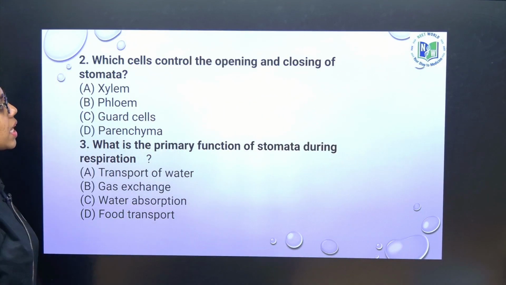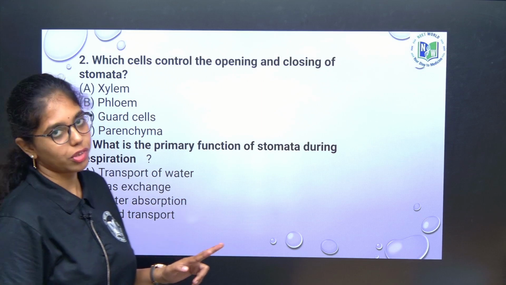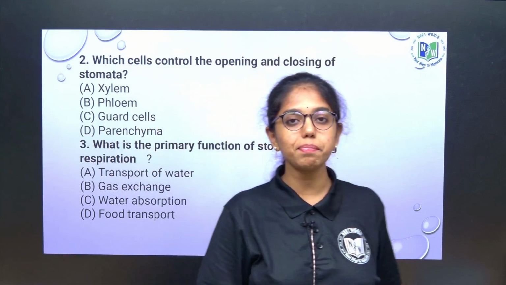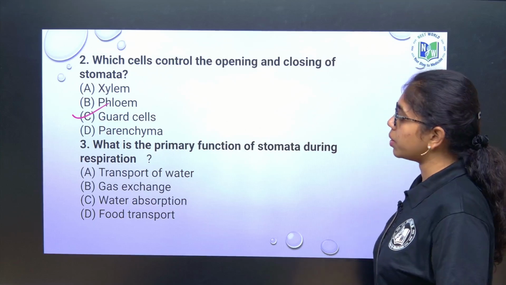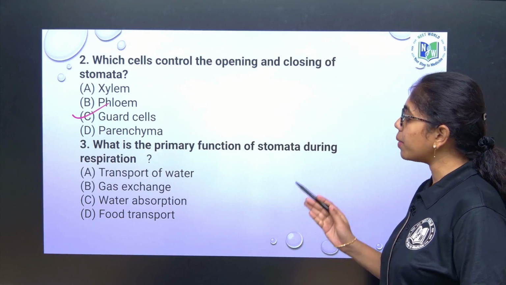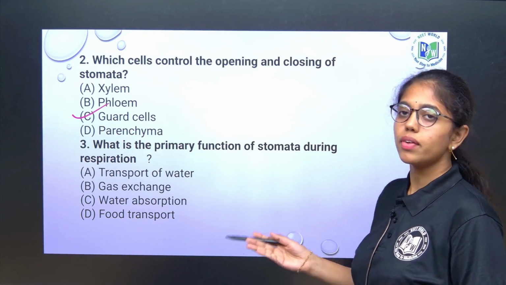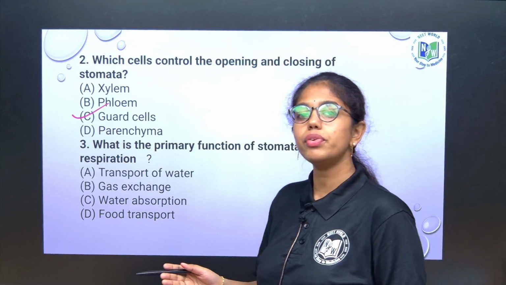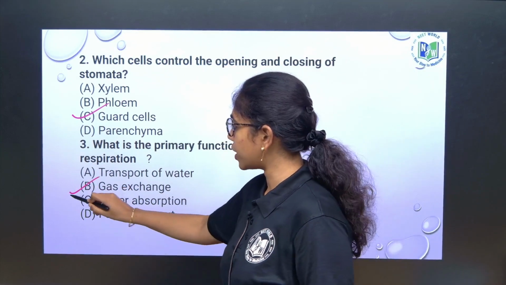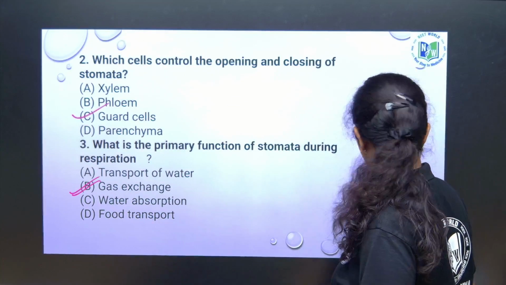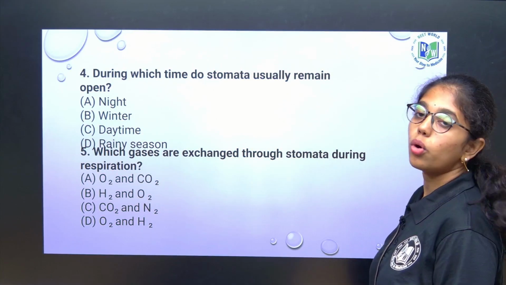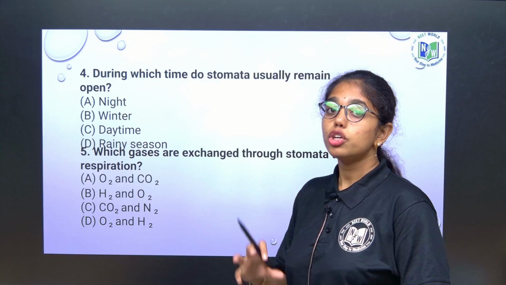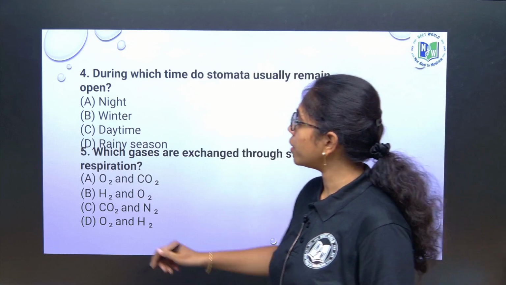Which cells control the opening and closing of the stomata? This is also given directly in the passage, that is guard cells, right? Third question, if you see, beta, what is the primary function of stomata during respiration? Respiration, the obvious function is what? Gaseous exchange. That is also given in the paragraph. During which time do stomata usually remain open? This is not given. Usually stomata remain open during daytime.